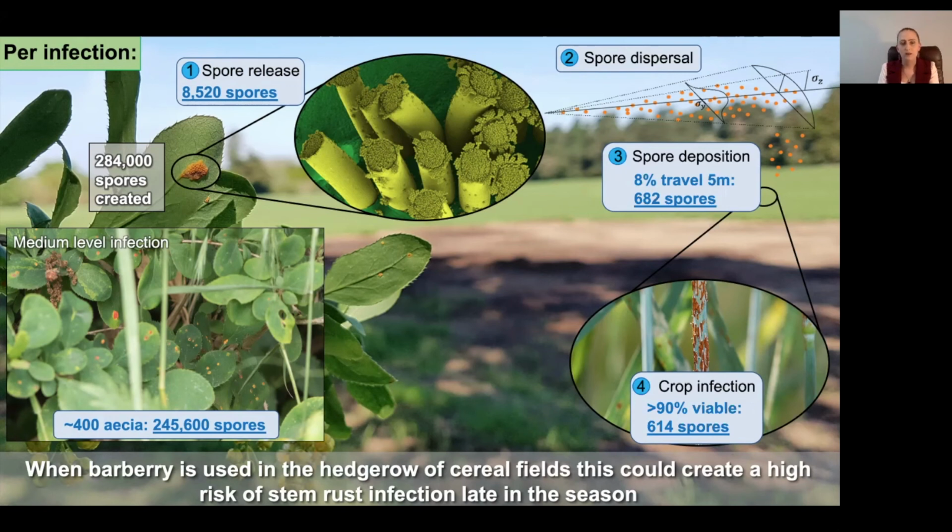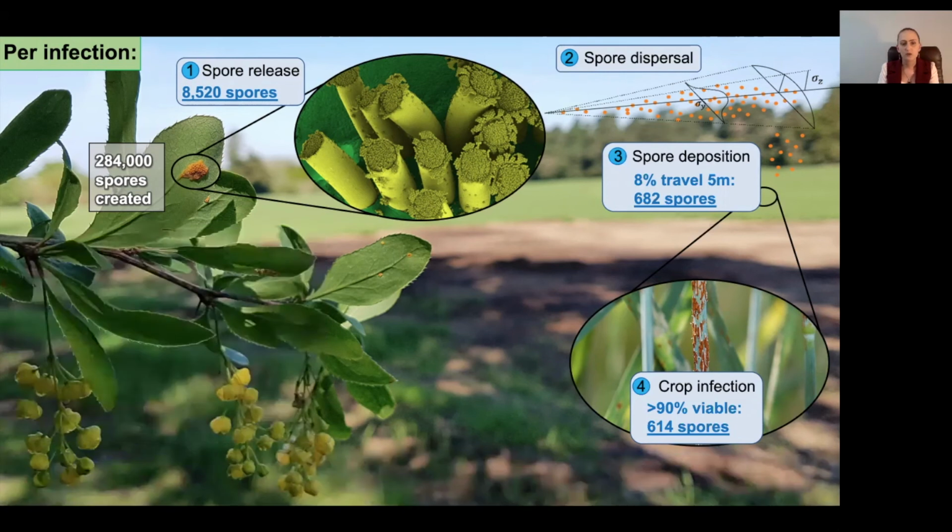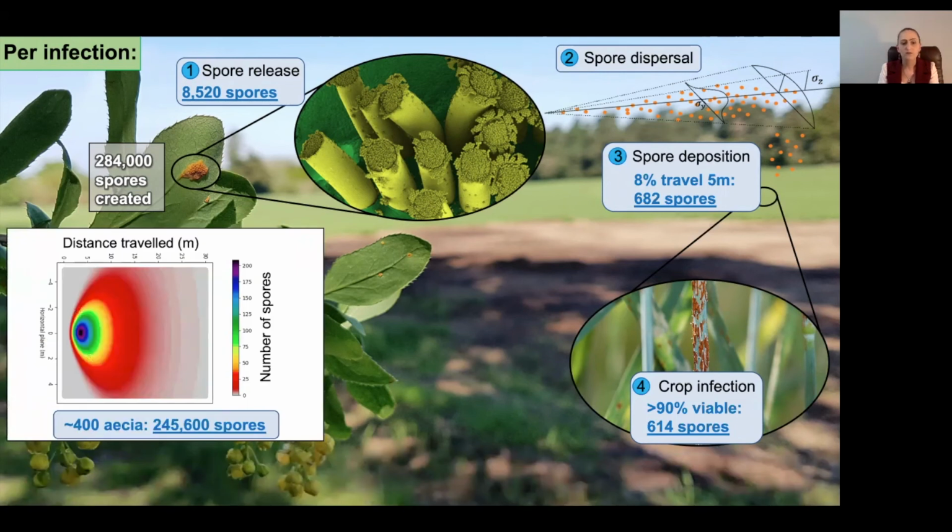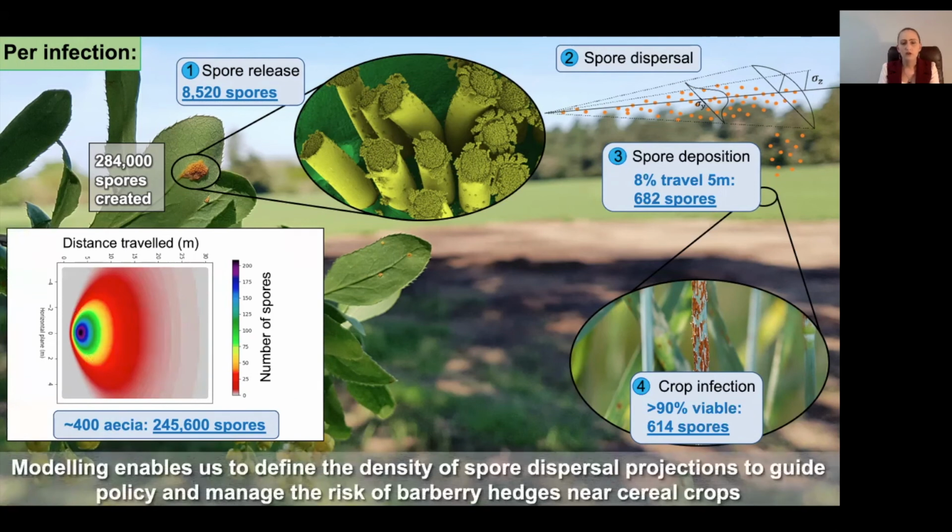However, what was really nice about what Vanessa did within her modeling was employing this Gaussian plume model, which allows us to also look at how many spores travel different distances. That way you can come up with a risk across your field, and you can tie this into how far you should plant those bushes away from your crops to really minimize the risk. This helps us go back to people who are actively planting these bushes and give them proper advice based on scientific evidence on how far these bushes need to be away from our cereal crops to minimize the risk of spreading infection.